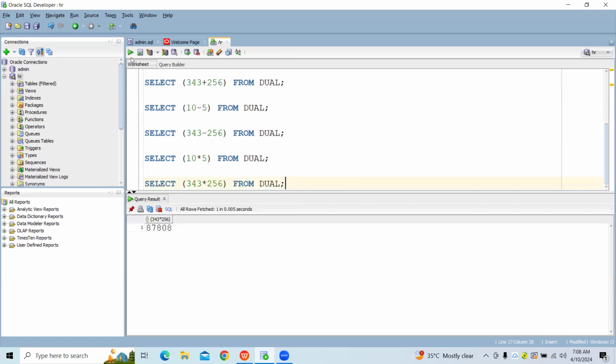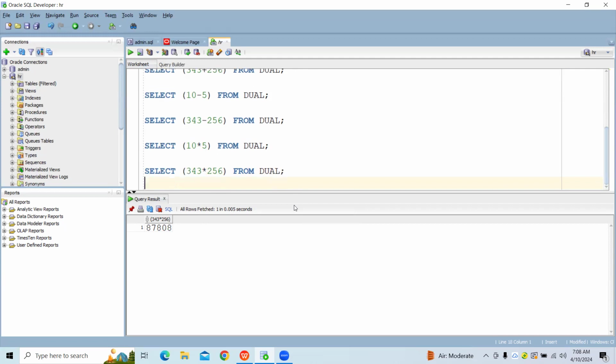What happens if I run this particular query? I have got my output exactly below the worksheet. In that, if you have observed, the multiplication result of 343 and 256 is 87,808. So the same thing has been retrieved to us in the output. So this is about the multiplication operator. The next thing we have is the division operator.